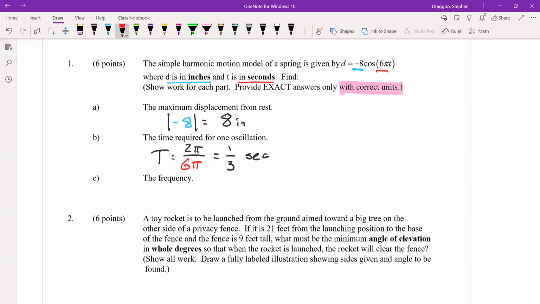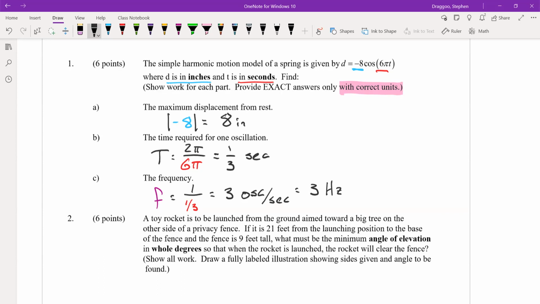Oftentimes it's seconds. And lastly, we want the frequency. This was the one new thing. But the frequency of any object is just the reciprocal of the period. So 1 over 1/3, or the reciprocal of 1/3, which is 3. And then the units for frequency: oscillations or revolutions per unit time. So this one might be oscillations per second. Or specifically, if we're looking at per second, we could call this thing 3 hertz.